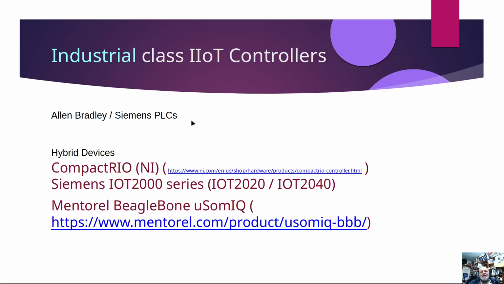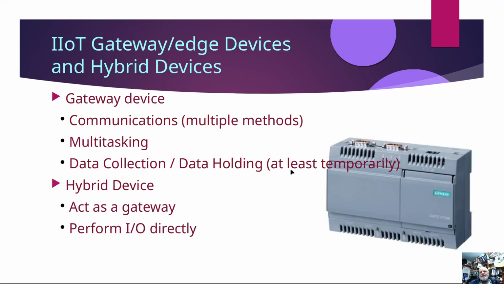So Allen Bradley and Siemens and a lot of others have developed this crossbreed sort of thing that can do a little bit of both. So, for instance, Siemens has created an IIoT 2000 series, which is kind of an interesting device here. So again, this is industry class, so it's designed for good heat and vibration kind of stuff.